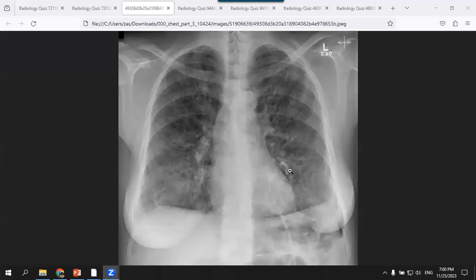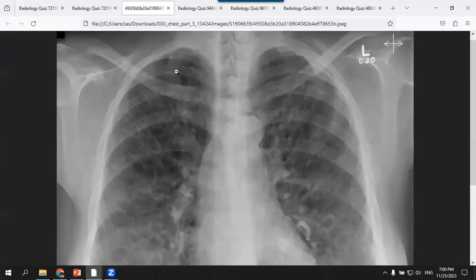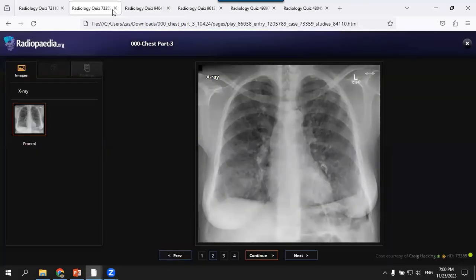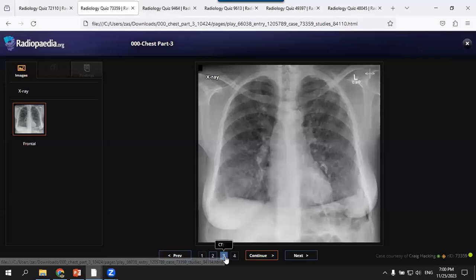What about this tube? Probably it has been placed because maybe the patient has a pleural effusion. So if the patient had an associated pleural effusion, probably this tube was placed to drain that effusion. And I would like to confirm my findings on CT images. Good. Let's finalize.